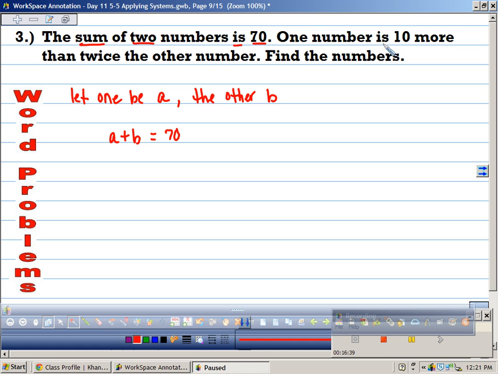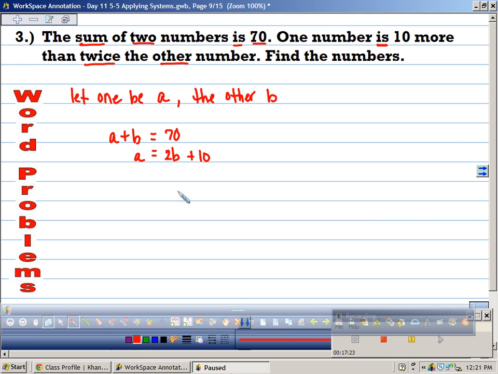One number is, there's a clue. One number, well, what's one of the numbers? A or B? Which one do you want me to use? A. So A is what? 10 more. How do I write 10 more? Plus 10. It means 10 more, right? Add 10 to it. So 10 more than twice the other number. How do I write twice the other number? 2B. Make sense?